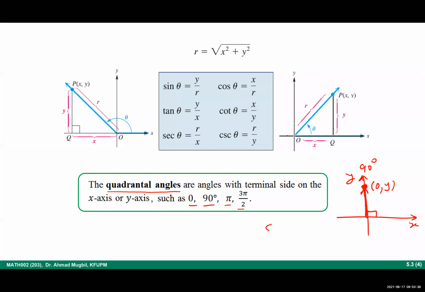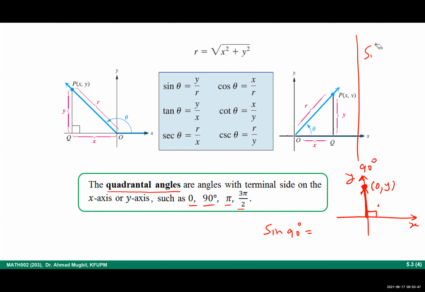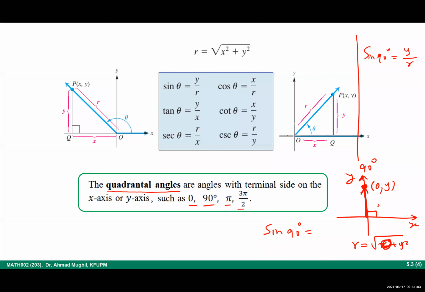Now, what is sine 90 degrees? First of all, the point is (0, y). So sine 90 degrees will be y over R. What is R? R is the square root of x squared plus y squared. What is x here? It is 0, so it will be just the absolute value of y. The square root of y squared is y, because we are on the positive y-axis. So this will be y over y, which is 1.